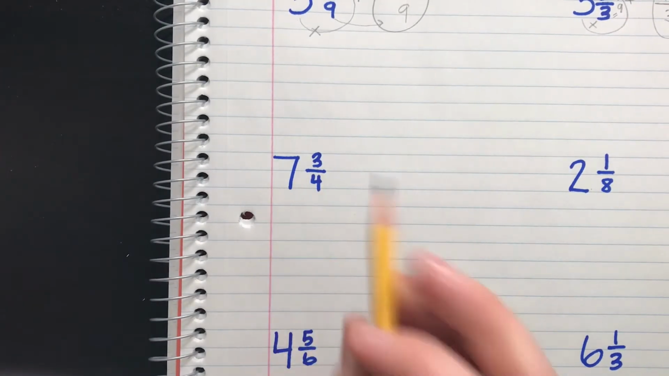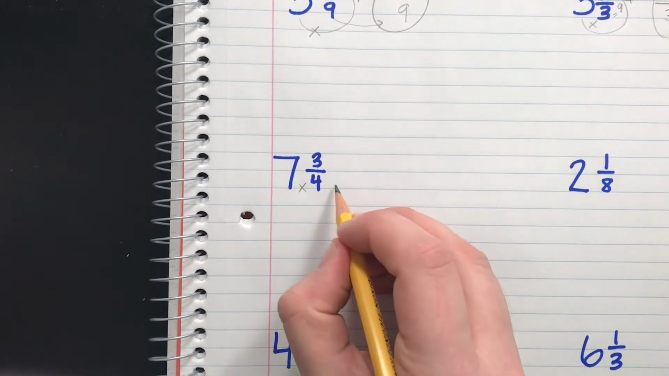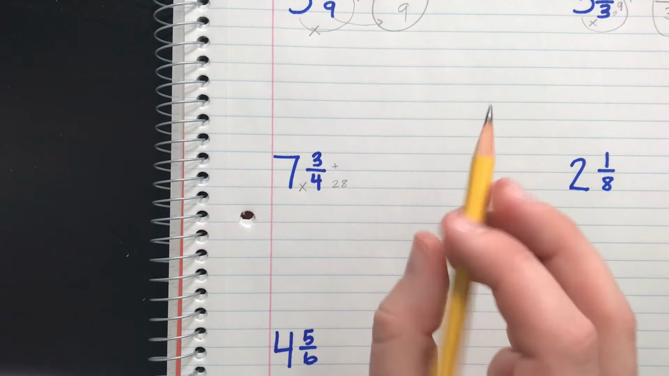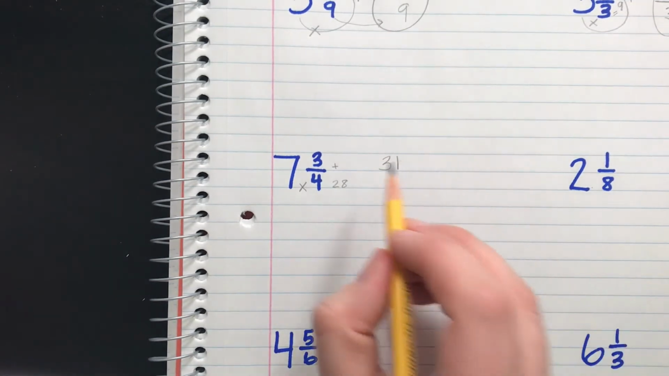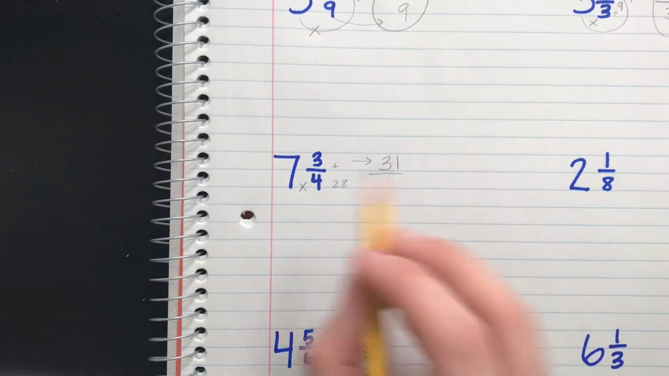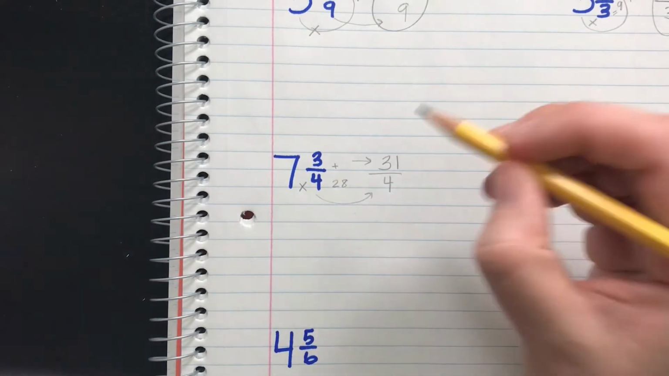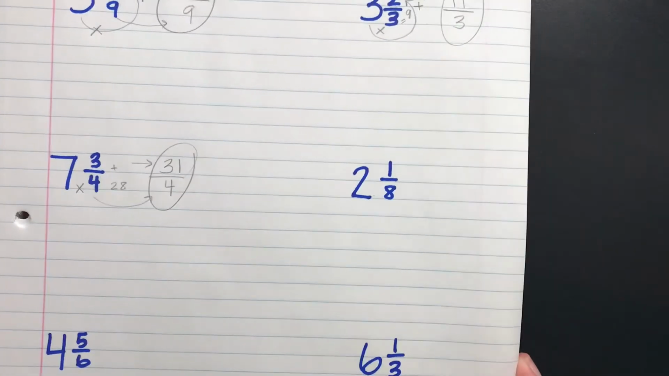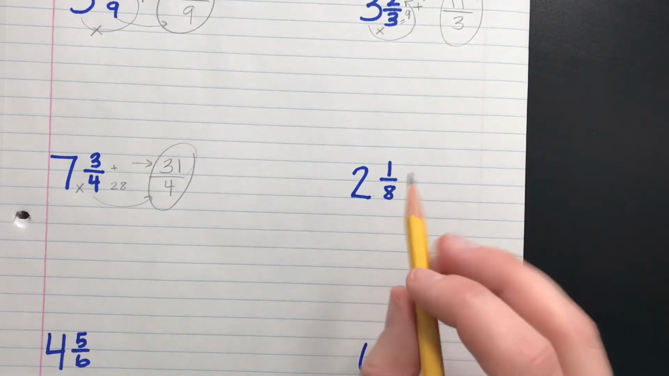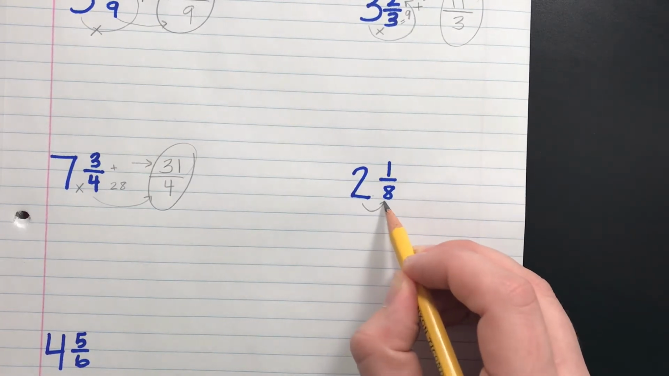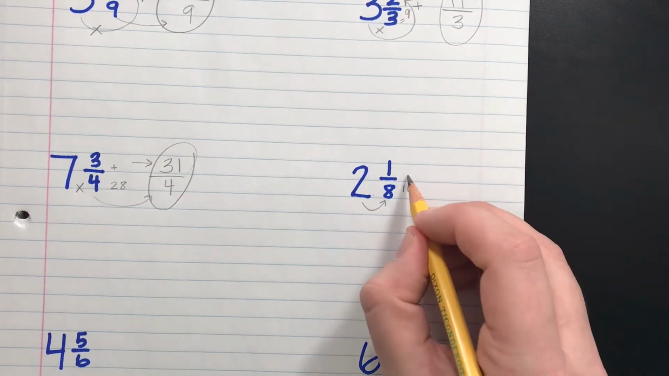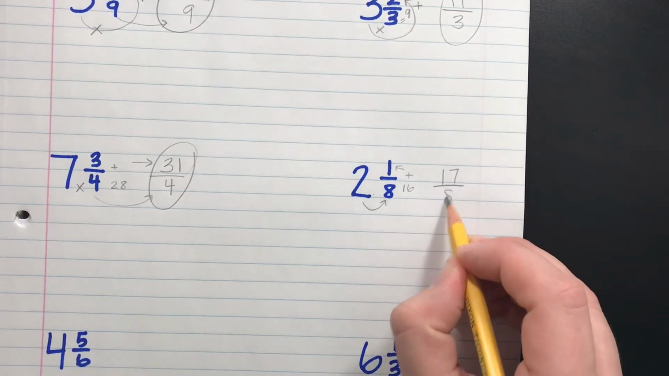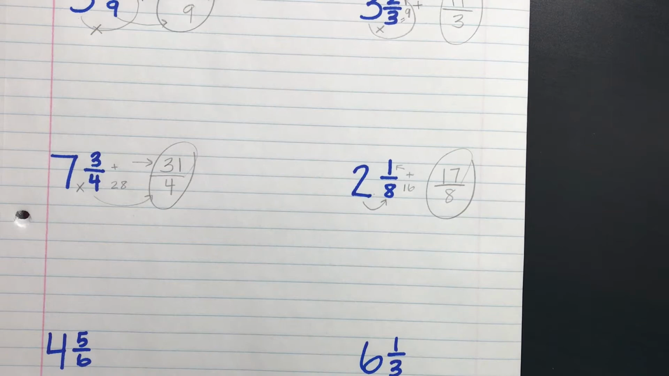All right, 7 3/4. Okay, 7 times 4 gives us 28, and 28 plus 3 is 31. And then we bring over our 4 for our denominator, and we get 31/4. This is really, really easy once you get the hang of it. So I hope that this is starting to make sense to you. All right. 2 times 8 is 16. 16 plus 1 is 17. 8 is our denominator, so our answer is 17/8.